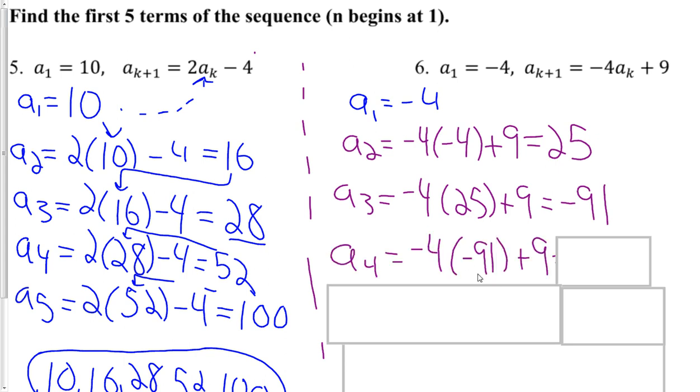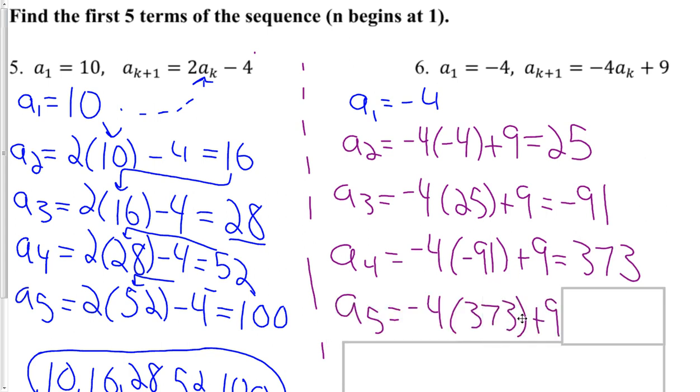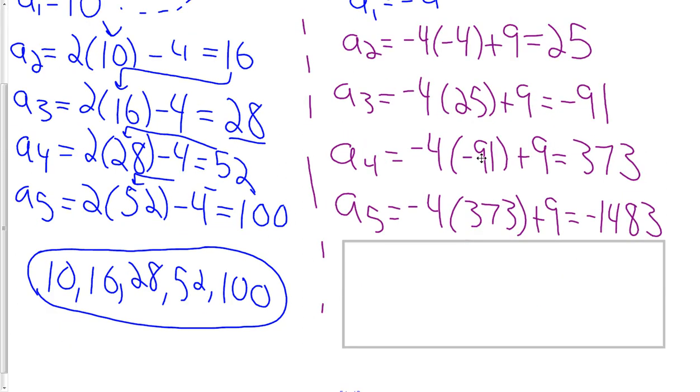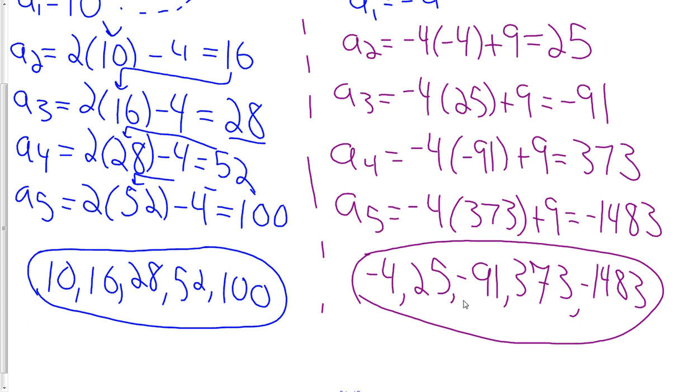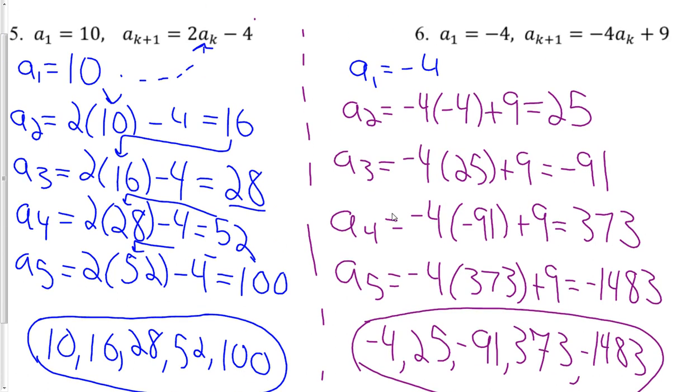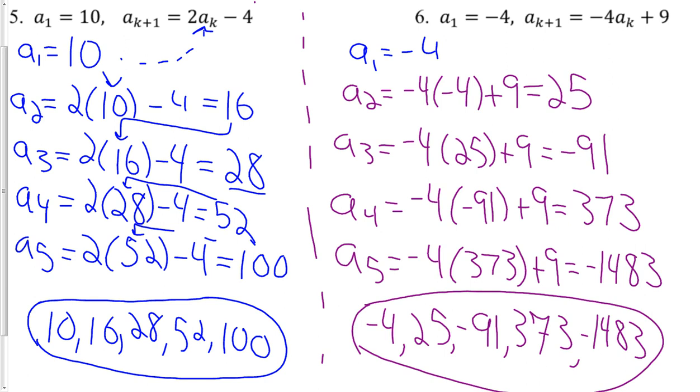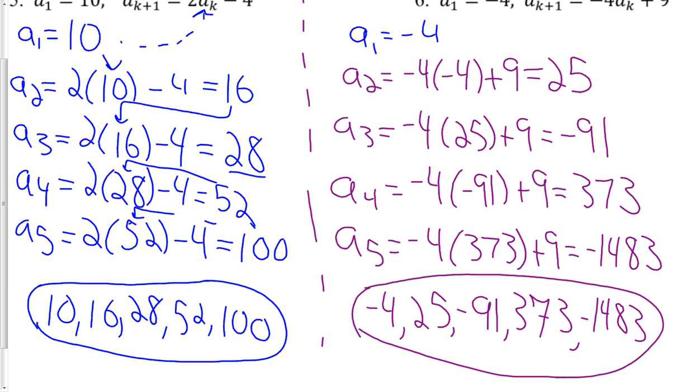Negative 4 times negative 91 is 364, plus 9 is 373. And then negative 4 times 373 is going to be 1492. Plus 9 is going to be 1482? 1483. Okay, so a little off there, but pretty close. Negative 1483. And then plugging that in, those are our final numbers: negative 4, 25, negative 91, 373, and negative 1483. Clearly, you would do some of these larger ones just on your calculator. You don't have to do them all by hand. Calculator is pretty nice to do that, and I will show you some calculator tips, tricks, and hints later on.